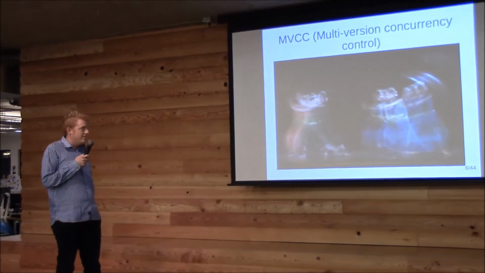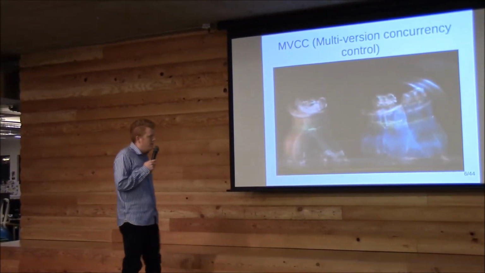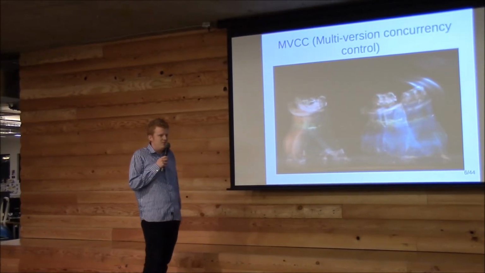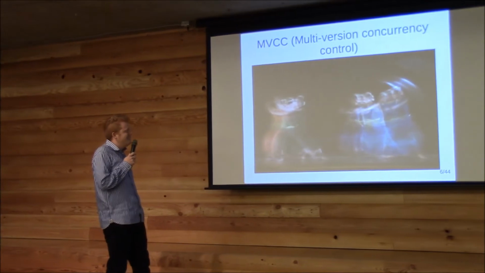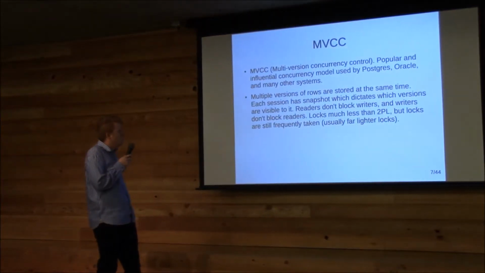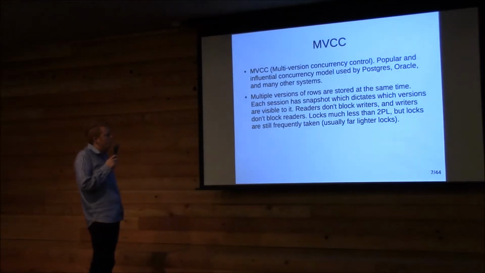Okay, so this is the model of PostgreSQL, multi-version concurrency control. I guess this picture is supposed to illustrate that concept. Popular, influential. You've got Postgres, Oracle, many other systems.